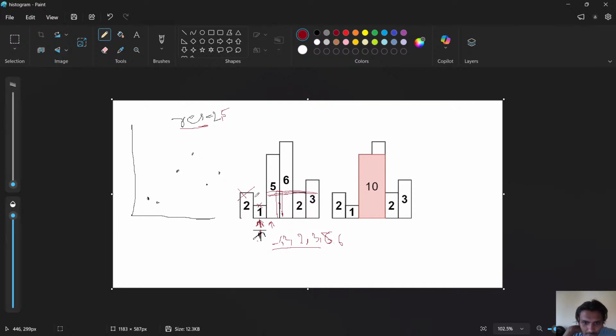How can we compute this one? If we add it to the stack, so add it to the stack. 2, then we have 1, which is smaller. Let's pop the 2. Then what we do is, smaller, we pop it, and pop the 5. Then again we have 6, so we add 6.